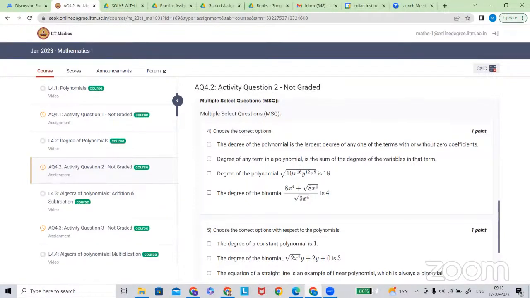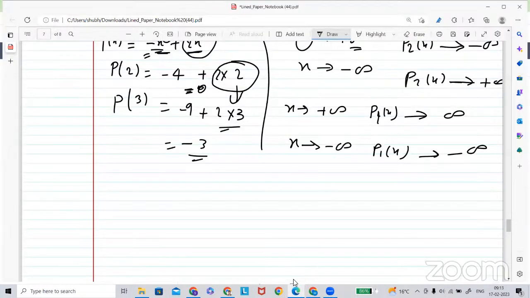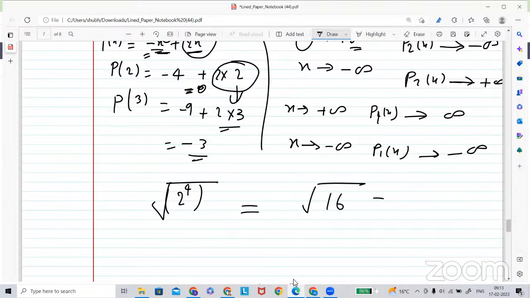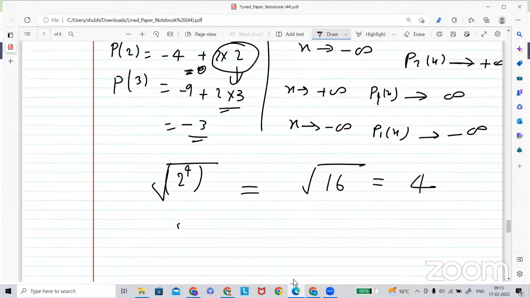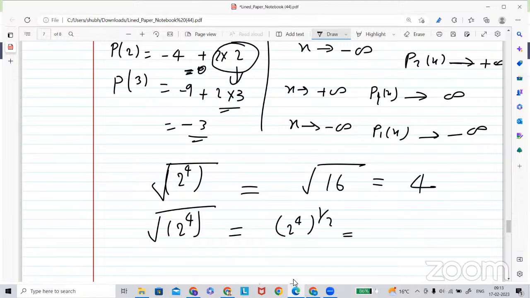See, you can simply think about 2 to the power 4. You want to take the square root of it. What will it be? It will be 4. Simply, you can think 2 to the power 4, square root is 2 to the power 4 to the power 1/2, and then you can multiply it.